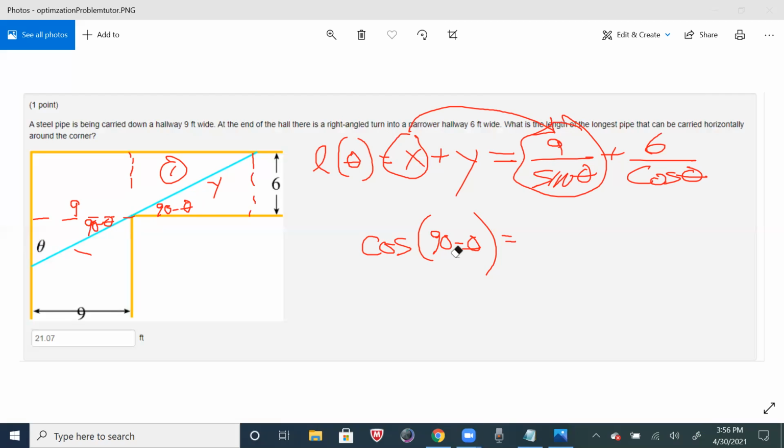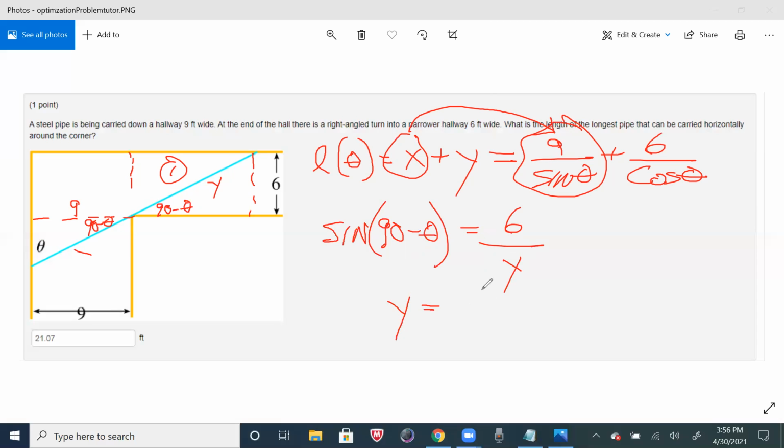So now we can say in this second triangle that I know what the opposite is, so it would be this. Okay, now I get it. So the sine of 90 degrees minus theta is equal to 6 over y, which makes y equal to 6 over the sine of 90 minus theta. And the sine of 90 minus theta is the cosine of theta. So that's how they get that.